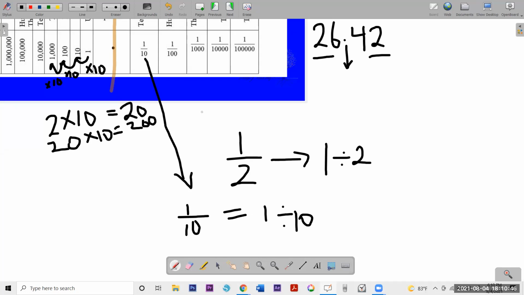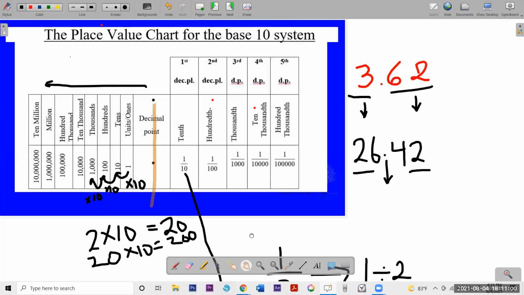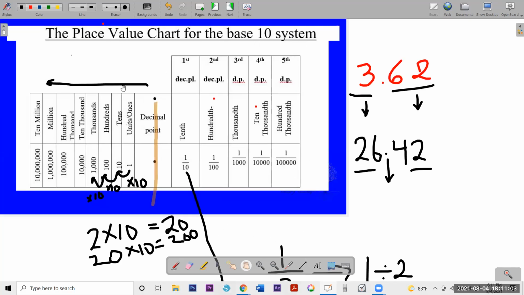What would 1 over 100 mean? 1 over 100 would mean 1 divided by 100. 1 over 1,000 would mean 1 divided by 1,000. And you keep going on and on with the other place values. The truth is, all you need to remember is that going to the right, you're multiplying by 10 each place value, but going to the left, you divide. No, I confused it there just now, apologies. Going to the left, you are multiplying by 10, and going to the right, you are dividing by 10. This is just general knowledge.